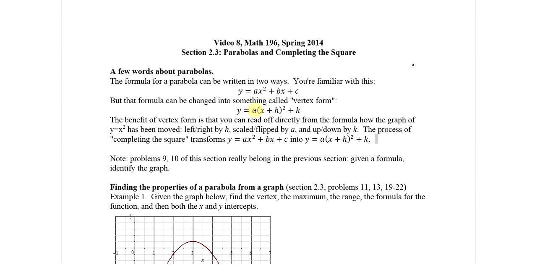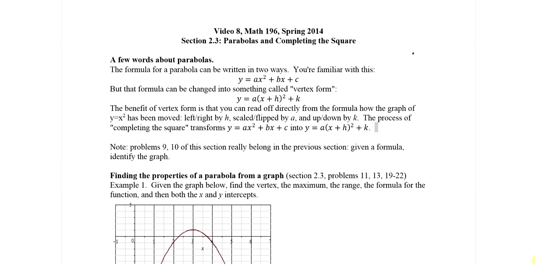The a tells you how much it's been scaled by and whether or not it's been flipped over the x-axis, right? If a is negative, it's been flipped, the parabola opens down. If a is positive, it's still upright. And then the k tells you if it moved up, that would be a positive k, or moved down, a minus k. And so something called completing the square will take a quadratic equation and turn it into a vertex form. So just a note before we get started, problems 9 and 10 in this section are very much like problems from the previous section. They give you a formula and they want you to identify the graph.